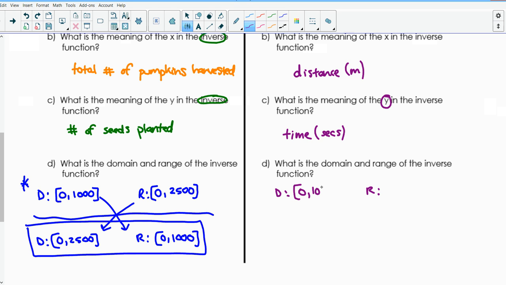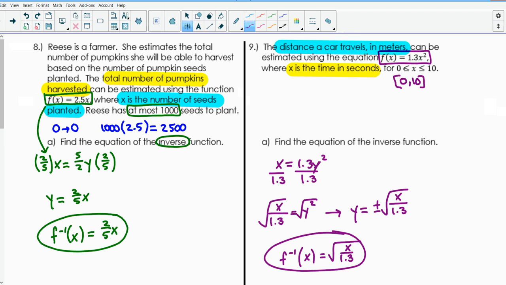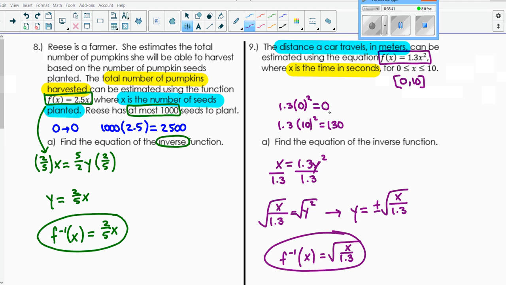So if my domain can only be the values from 0 to 10, then my range is based off of those domain values. So to figure it out, I'm going to substitute in 0 and 10. Well, 1.3 times 0 squared is 0. And 1.3 times 10 squared, so 10 squared is 100. 100 times 1.3 is 130. Okay, and again, I'm substituting in both 0 and 10 because I want to see what my lowest time will be and what my highest time will be.